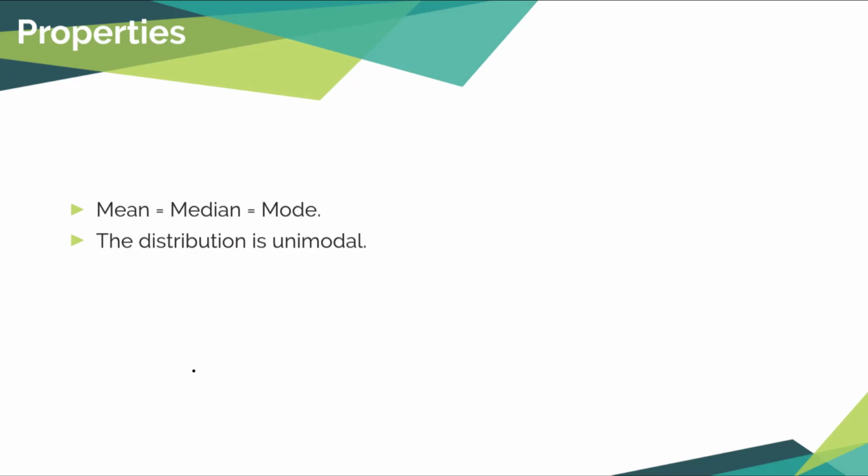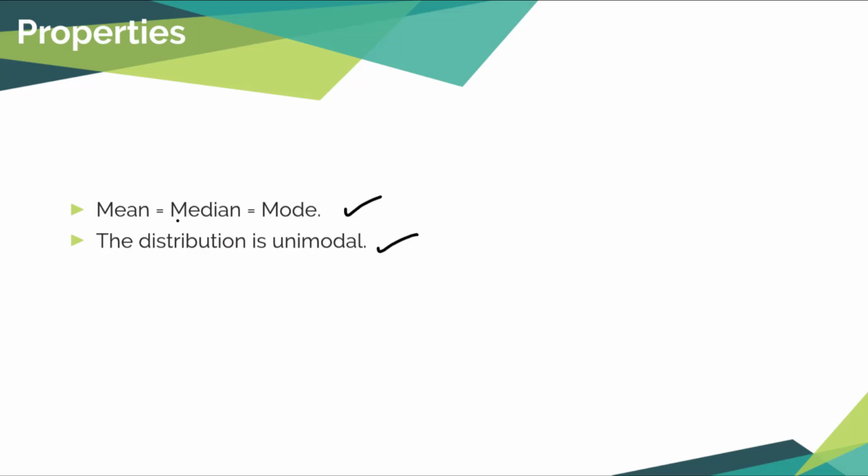There are two very important properties of normal distribution. There are various properties, but these two are the most important from the point of view of our course. One is that mean, median, mode are equal, and the distribution is unimodal. Now when we were calculating mode, I told you that a data set can have more than one mode, right? If more than one number is repeating the maximum number of times, then we can have more than one mode. But in case of normal distribution, there will be only one mode. This is a hard and fast rule.